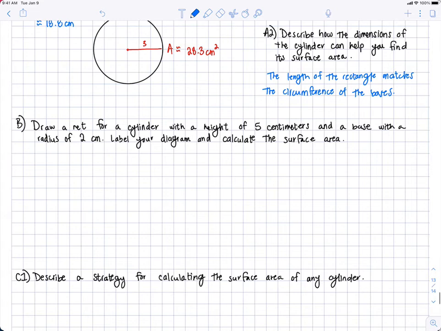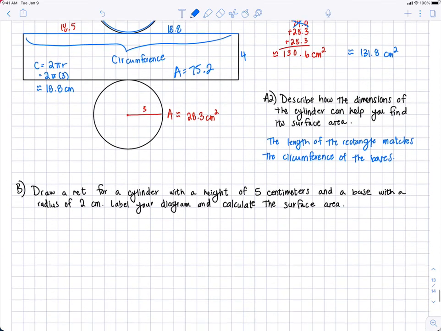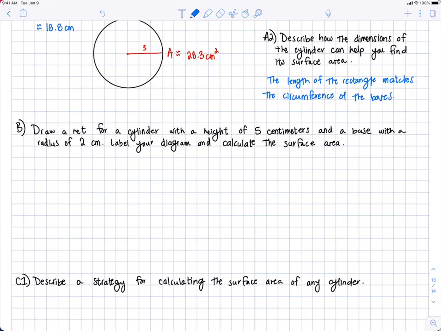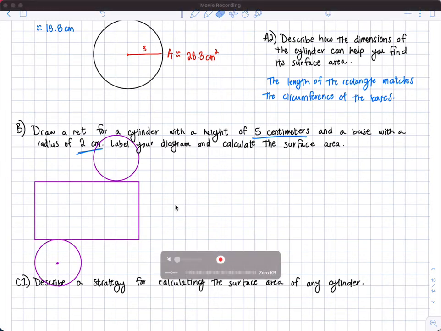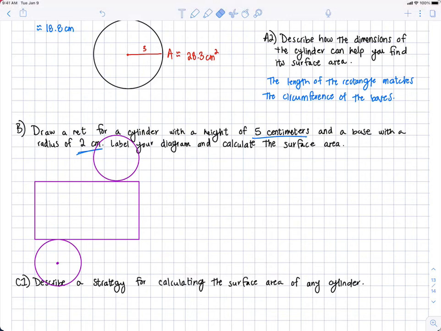This time you're going to draw your own net of a cylinder. You can just kind of copy the format of the one up here. Okay, but please pay close attention to the dimensions we need. So we need a height of 5 centimeters and a base with a radius of 2 centimeters. I would like you to label your diagram and calculate its surface area. Remember, it doesn't need to be absolutely perfect, but I do expect you to try and make your edges as straight as possible, all that good stuff.